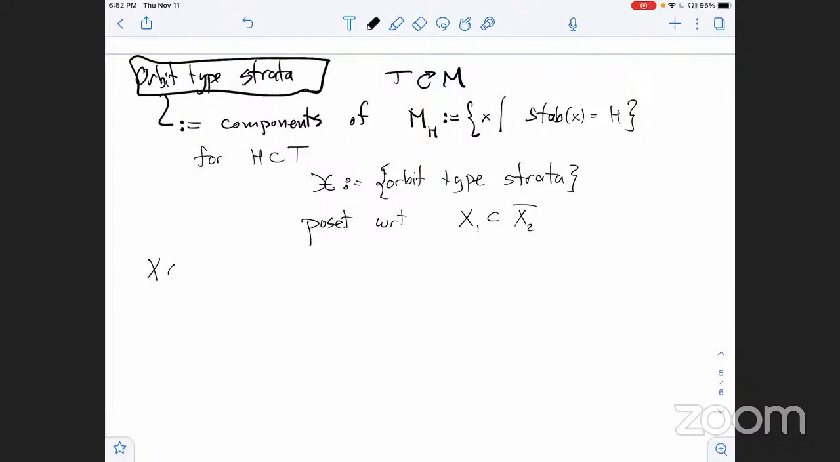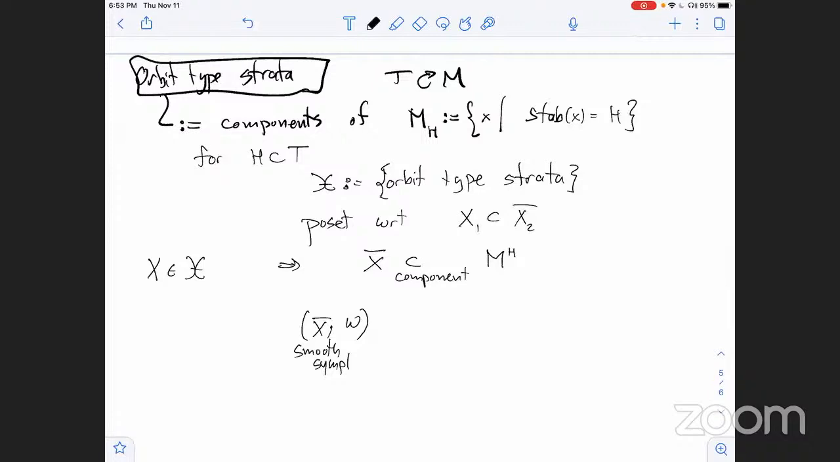Poset means partially ordered set. Now, another little thing is if you take an orbit type stratum and you take its closure, the orbit type stratum is a manifold and the closure is also a manifold. The closure is a connected component of the set of points that is fixed by H, but you might be adding points when you close. When you take the closure, you might be adding points that have a bigger stabilizer that contains H strictly. And this closure, let's say in the compact case, is going to be a smooth symplectic manifold itself sitting inside the big ambient Hamiltonian T-manifold.